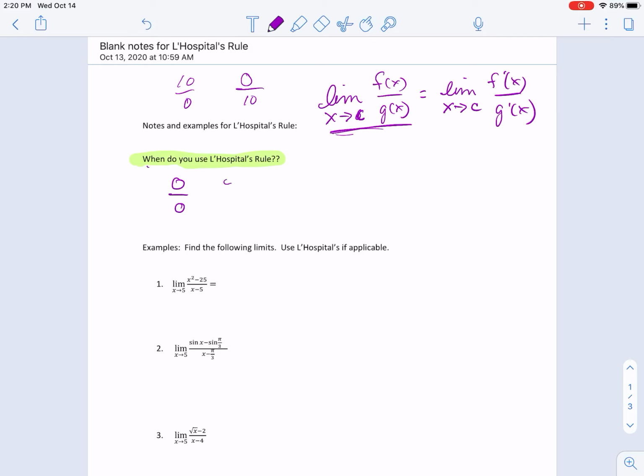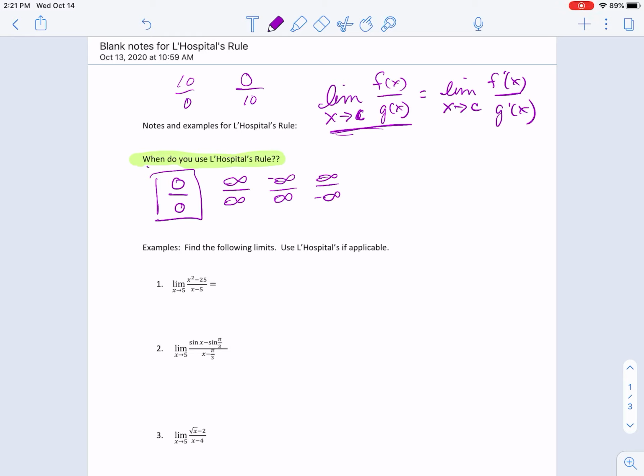Now there are some other forms that we haven't talked about, infinity over infinity, negative infinity, or positive infinity. We haven't got to those yet, and we're not going to today. We're only worried about 0 over 0 today. And what L'Hopital's rule does is let you get the limit without having to do all of the algebraic transformations.